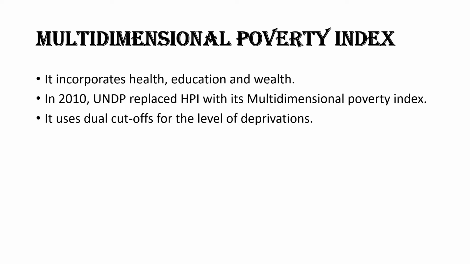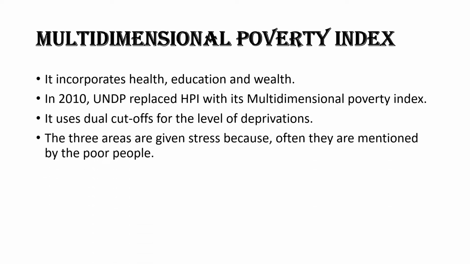The Multidimensional Poverty Index, or the MPI, is a poverty measure that identifies the poor using dual cutoffs for the levels and number of deprivations, and then multiplies the percentage of people living in poverty times the percentage of the weighted indicators for which the poor households are deprived on average.